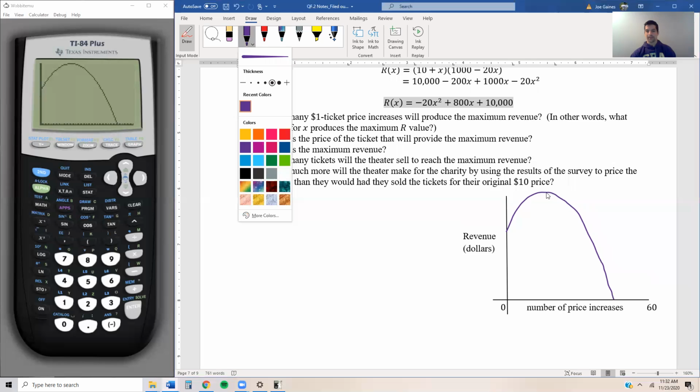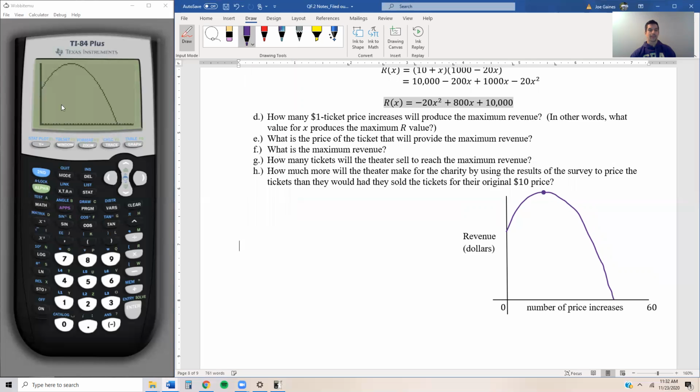So I'm going to mark a point here and then find that value. I'm going to hit second, trace. Again, you could do this algebraically if you like, but I'm going to use my calculator, go down to maximum, move my cursor over to the left side of the curve, hit enter. Now it says right bound, move it to the right side of the peak of that curve, hit enter. It asks me to guess. I'm not going to guess, I'm just going to use the value that is there. So it gives me X is 20, Y is 18,000.